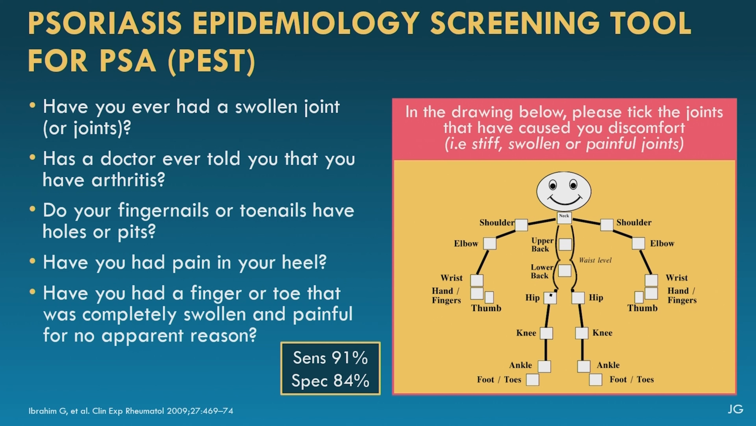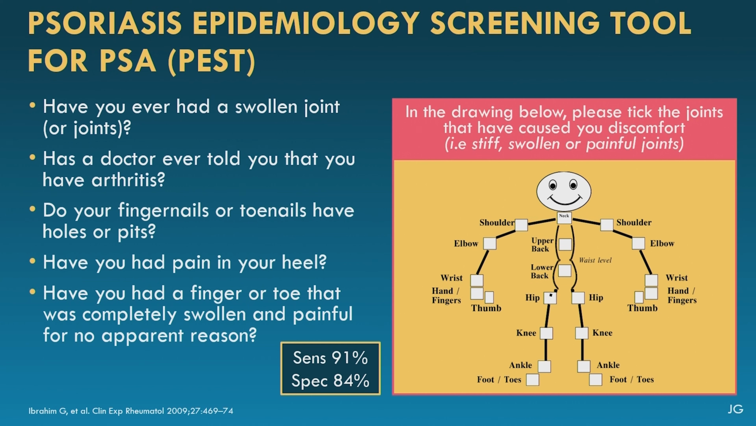Have you ever had a swollen joint? And this is yes or no. Has a doctor ever told you have arthritis? Yes or no? Do you have pits or holes in your fingernails or toenails? Have you ever had pain in your heel? Because how many patients have plantar fasciitis? How many of your psoriasis patients have had plantar fasciitis? Maybe it's psoriatic arthritis. Maybe it has been psoriatic arthritis for a long time. So that's a yes or no.